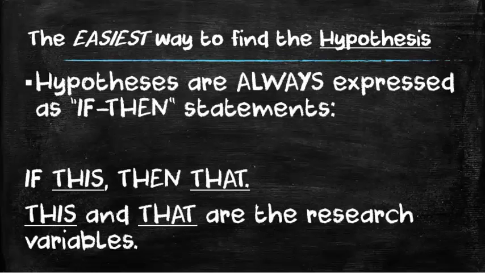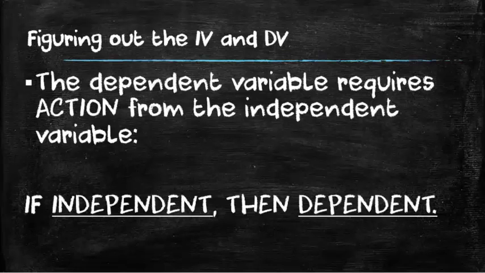So it doesn't matter what kind of scientific research we're doing, a hypothesis is always expressed as an if-then statement. Remember that for all of your science classes. If you can figure out the if this, then that statement, then you're going to be able to isolate your variables. Now remember this, a dependent variable requires action from the independent variable.